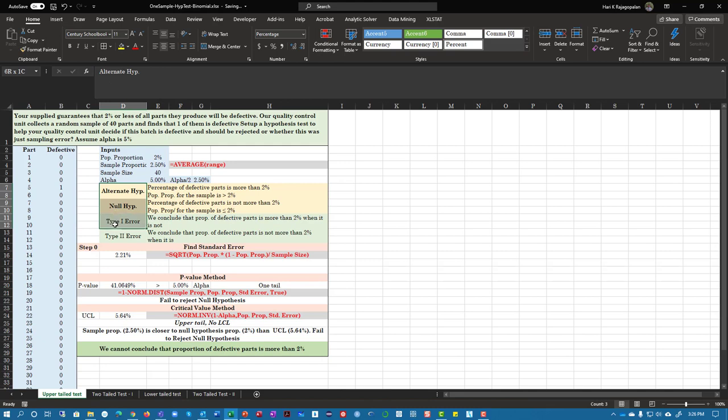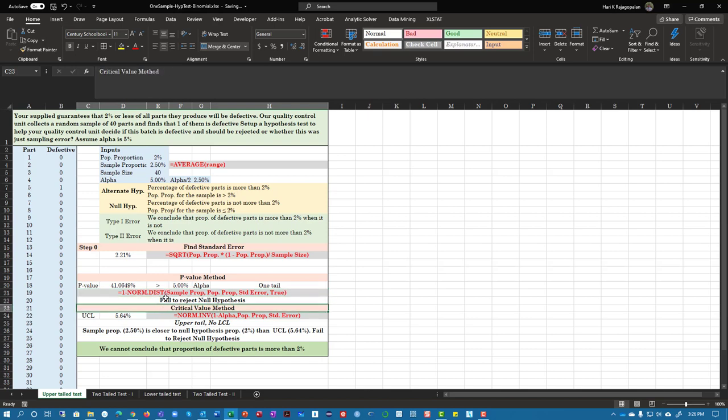You have the alternate hypothesis and null hypothesis. You make sure you calculate your standard error. And then here is your p-value. Now remember, because this is an upper tail test, and your sample proportion is more than your population proportion, you are going to use 1 minus norm dist. So you'll find that's 41%, which is greater than alpha. You fail to reject your null hypothesis.